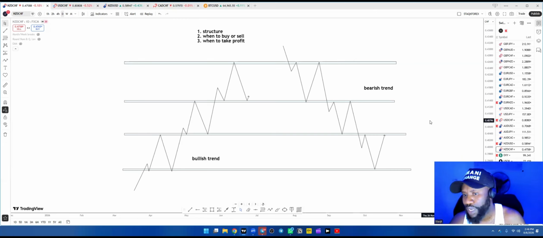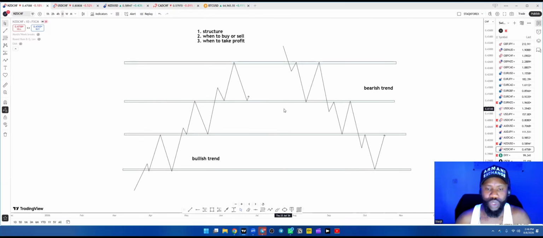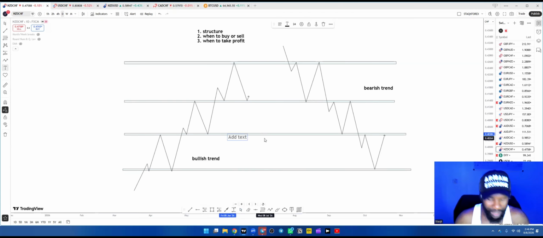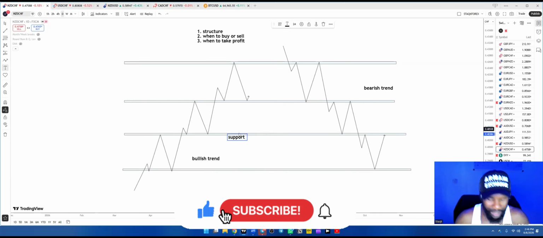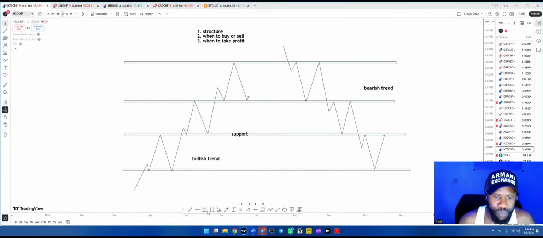So it all depends on your area of interest, where to get in and when to get out. Now this is the structure I am talking about. Let's say, for example, you want to buy or you want to sell. On this bullish trend, we have this support level. Okay, this is what a support level is.